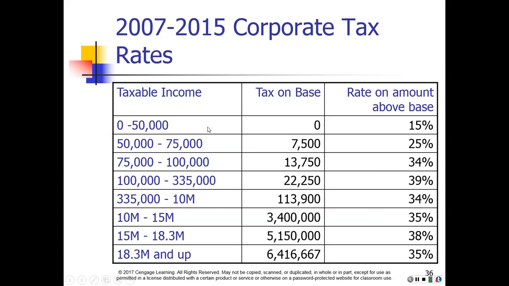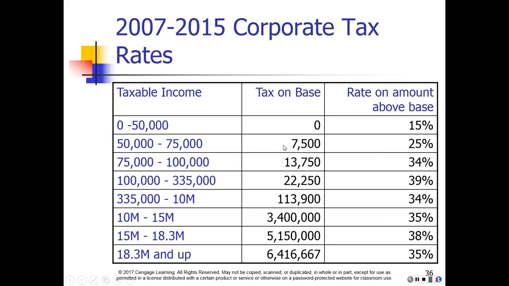So you can actually basically look at the base. Suppose you're making $60,000. What that means is that you are going to pay this 15% rate on the first $50,000. Well, 15% of $50,000 is $7,500. So you'll pay $7,500 plus 25% on the remaining $10,000. So you can basically start with this tax on base.